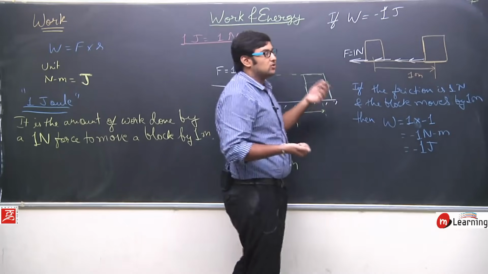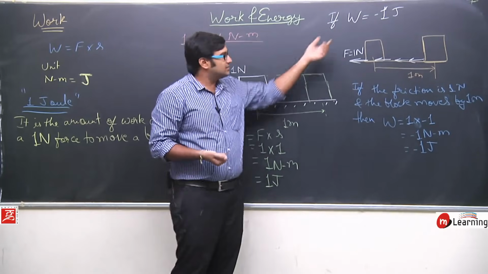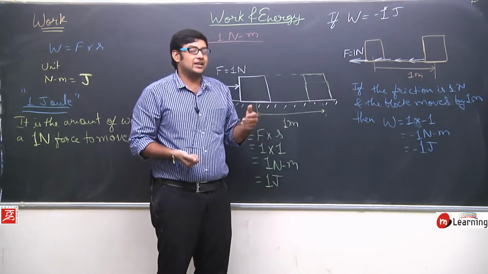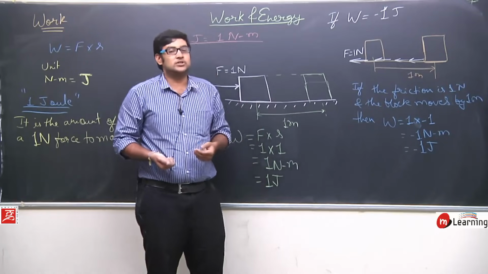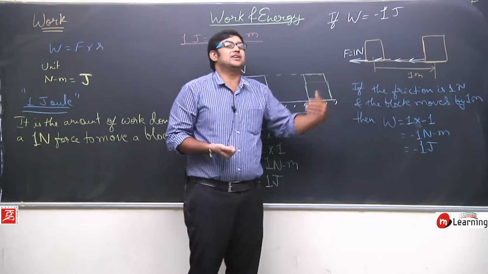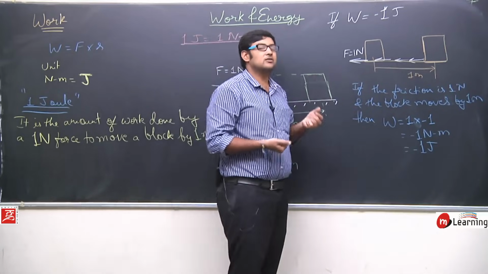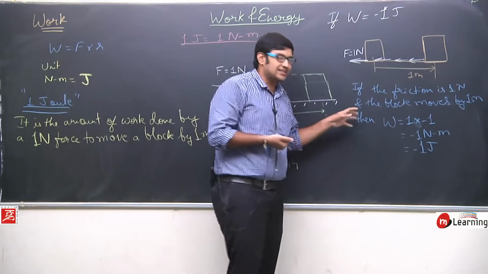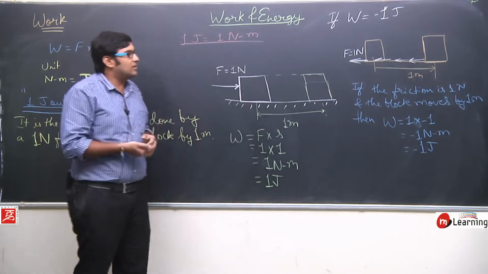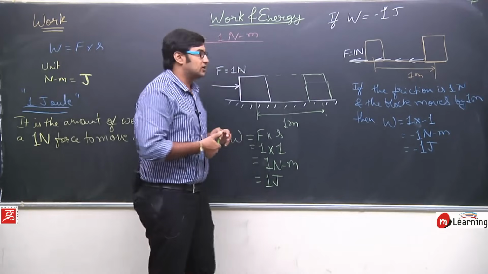So if you try to write the definition of -1 Joule, you can simply say it is the amount of work done by the force which is acting opposite to the direction of motion, and the block moves 1 meter in the opposite direction of the force. Okay, so this is how we can define the 1 Joule. This is just an example to let you know exactly what the work done is and how to calculate it.